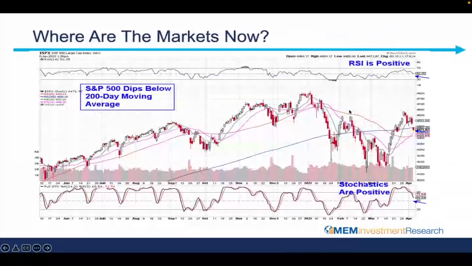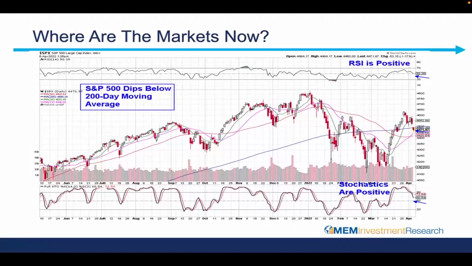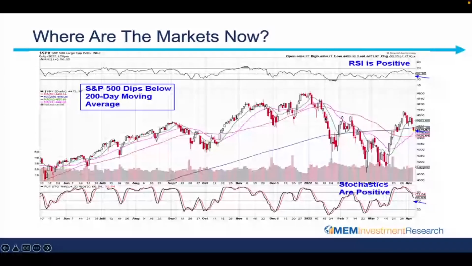So from here, I did want to just take a minute here and talk about where the markets are now. This is being recorded in the first week of April 2022, but more to the point is how you can use these simple moving averages to guide your decision as it relates to the broader markets.